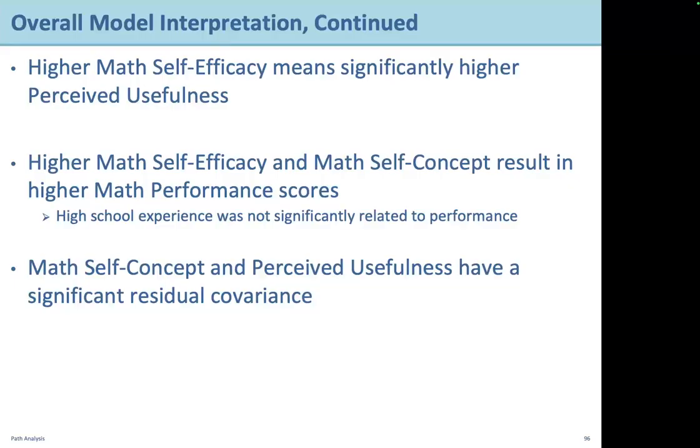Now, I put that there not to interpret it, but sort of to hint at if someone were to come along and want to replicate this, they may plan a study where they think that math self-concept actually predicts usefulness, right? There may be a theoretical rationale for it. But I'm putting it here as a residual covariance to indicate there's something that needs to be done between this pair of variables. Okay?